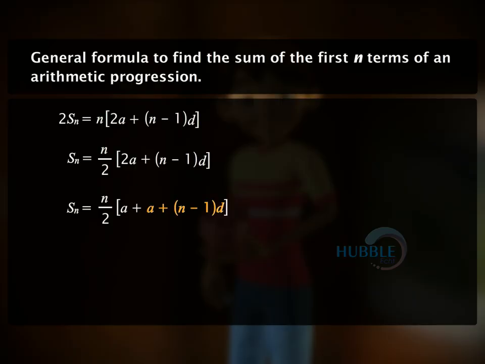Notice that a plus n minus 1 times d, that is, an, is the last term in the given n terms. The sum of n terms can therefore be written as n over 2 times a plus l, where l is the last term in the given n terms of the arithmetic progression.